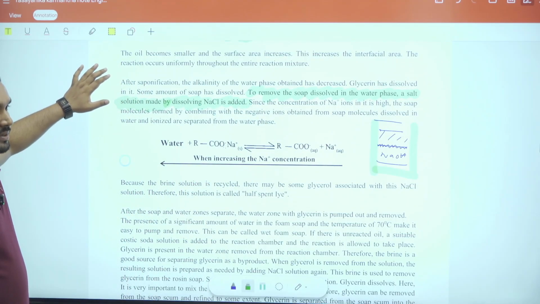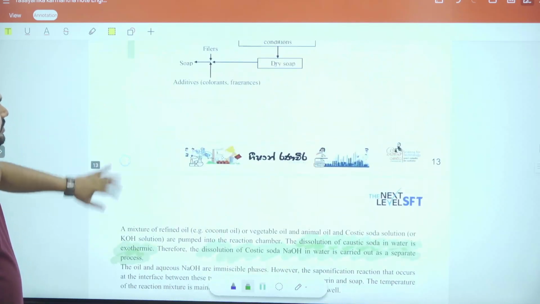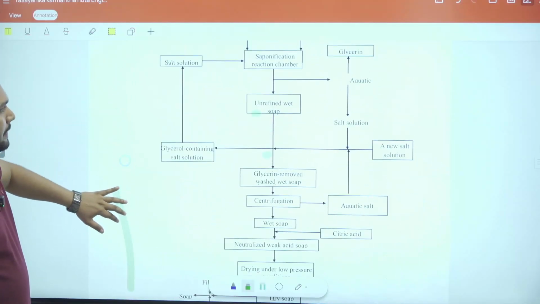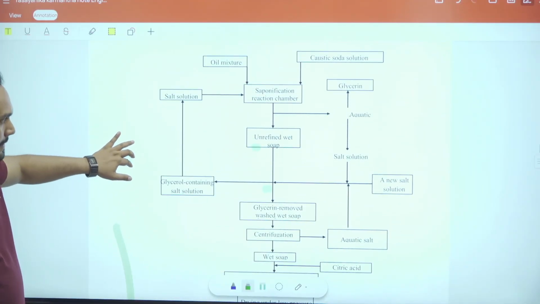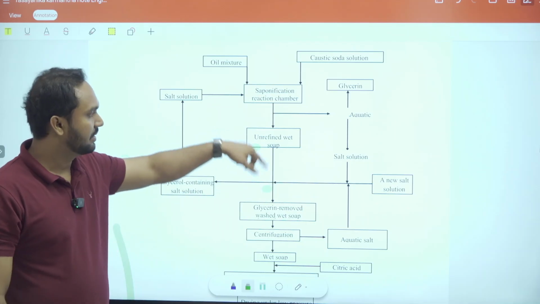Which point is this? This part, right? Oh, even this can be taken.